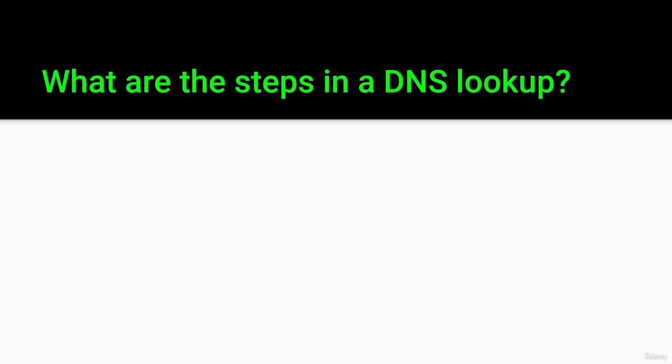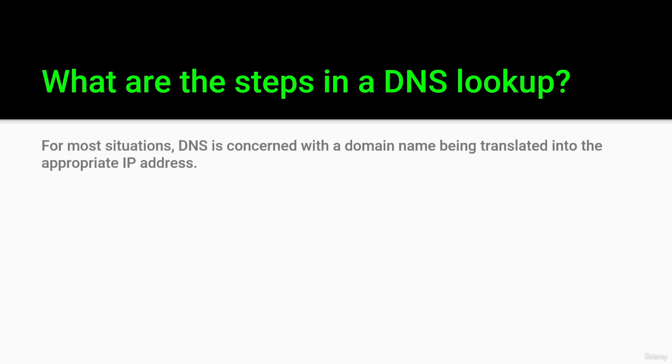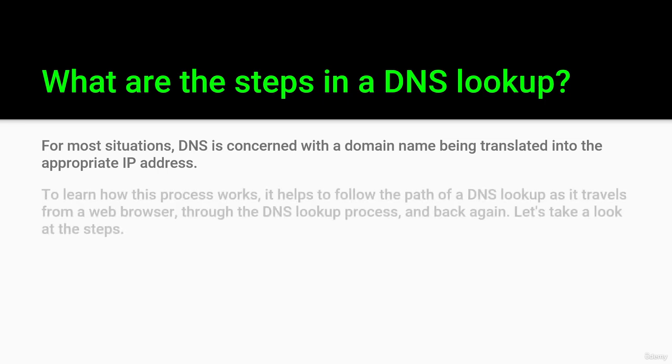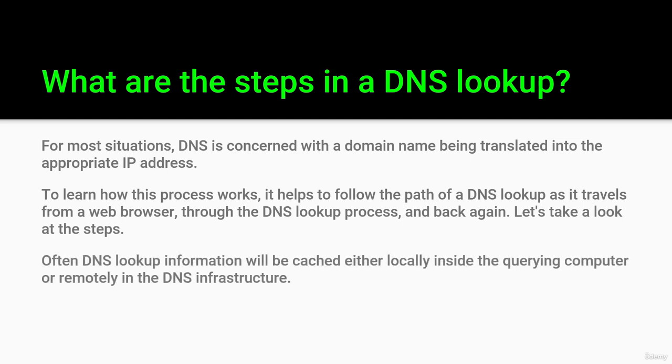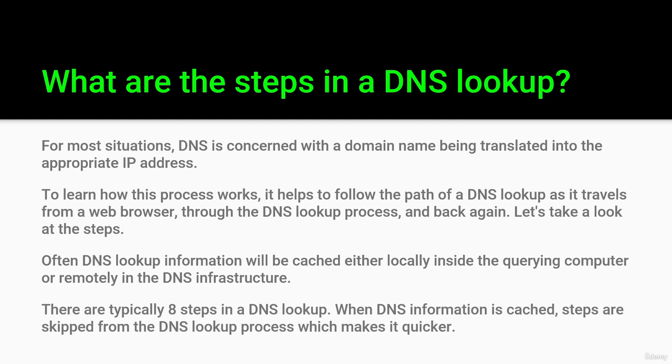Now, what are the steps in the DNS lookup? For most situations, DNS is concerned with a domain name being translated into the appropriate IP address. To learn how this process works, it helps to follow the path of the DNS lookup as it travels from a web browser through the DNS lookup process and back again. So let's take a look at the steps. Often DNS lookup information will be cached, either locally inside the querying computer or remotely in the DNS infrastructure. There are typically 8 steps in the DNS lookup. When DNS information is cached, steps are skipped in the DNS lookup process, which makes it quicker.